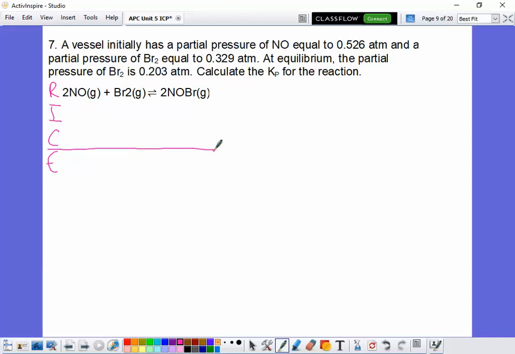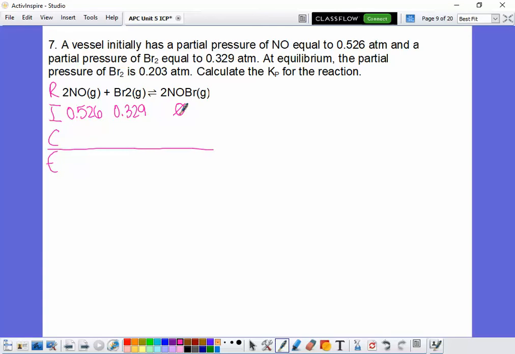Okay. All right. So setting up my ICE table, what are my initial conditions of the different substances? For NO, what do I have? 0.526. What about for Br2? And for NOBr? 0. Again, if it doesn't explicitly state that you have some of it initially, you can assume that you have none of it initially.